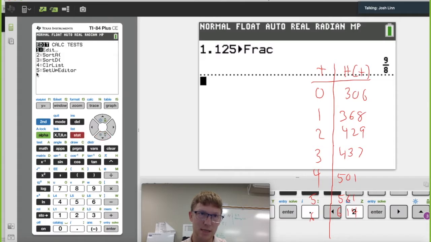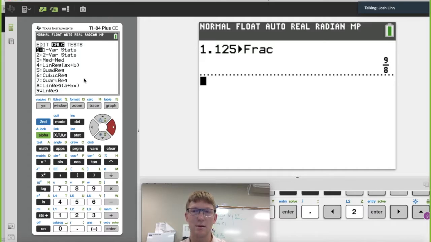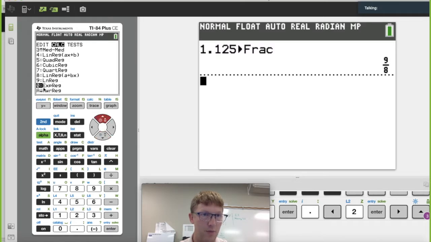We can go back to our stats thing, and now instead of edit, we want to move over to calculate. It's CALC, and I've already told you that this is an exponential curve. So you have a hint about which one of these you should use, but you can use any one of these in the future. You've got your linear regression, ax plus b, your quadratic, your cubic, your quartic regression. We are looking for an exponential regression right here. So we're going to push enter.